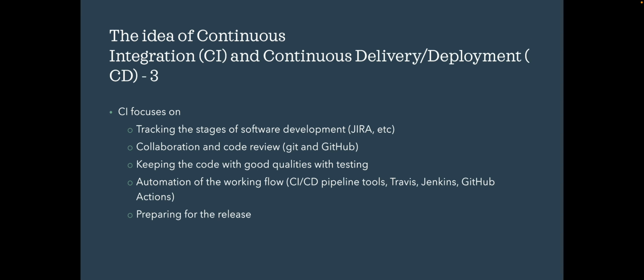So CI focuses on tracking the state of software development using Jira or similar tools, collaboration, and code review, keeping the code at good quality with testing, and automation of the workflow with CI/CD tools like Travis or Jenkins, preparing for the release.